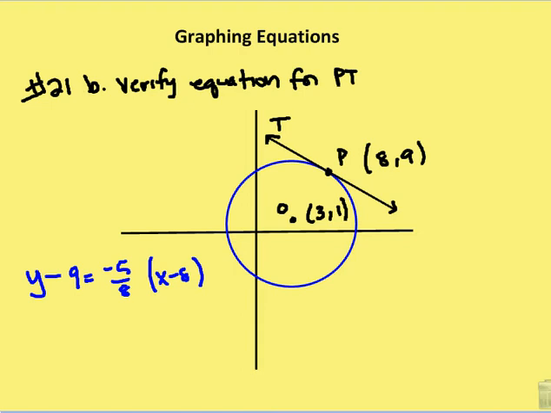So I have y minus 9 is equal to negative 5/8 times x minus 8. So I can rewrite that as y minus 9 is equal to negative 5/8x plus 5. So negative 5/8 times x is negative 5/8x. Negative 5/8 times negative 8 is going to be 5. And then I add 9 to both sides. I get negative 5/8x plus 14 as my equation in slope-intercept form.